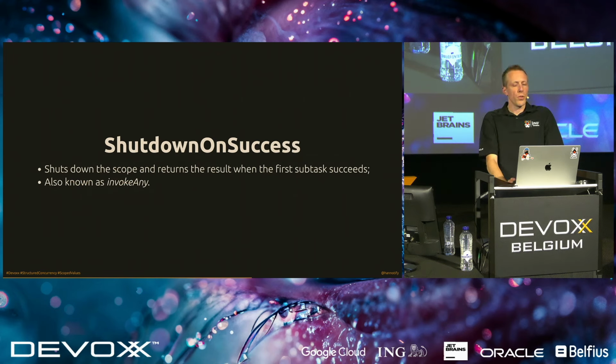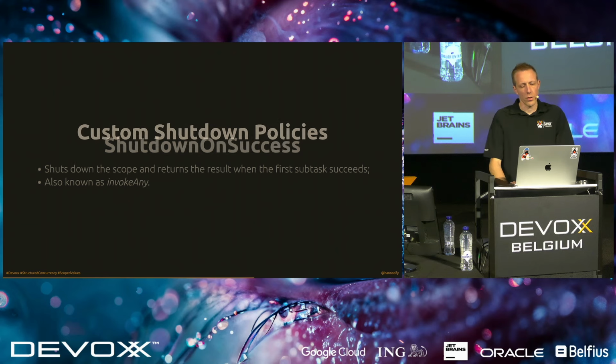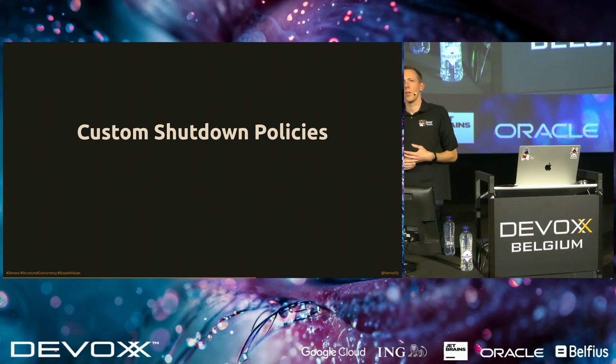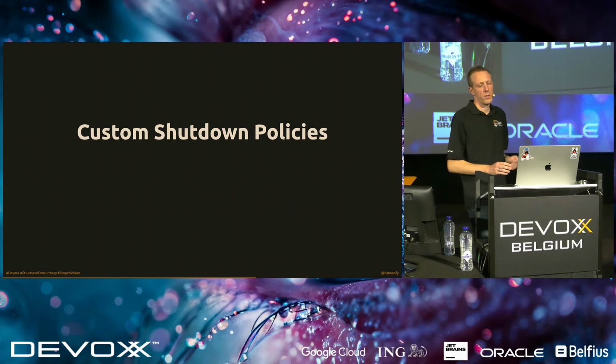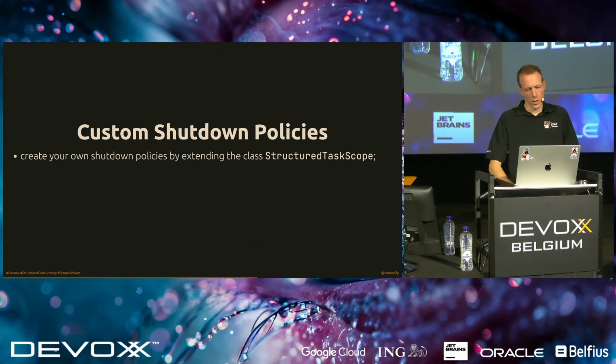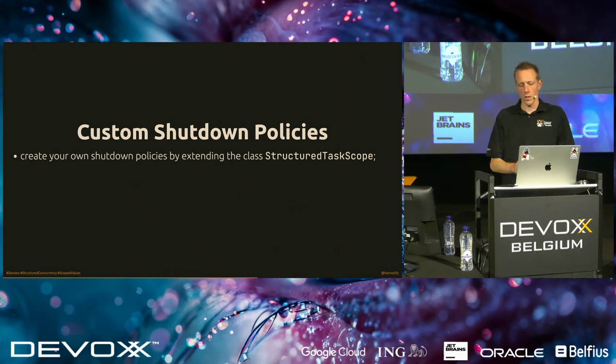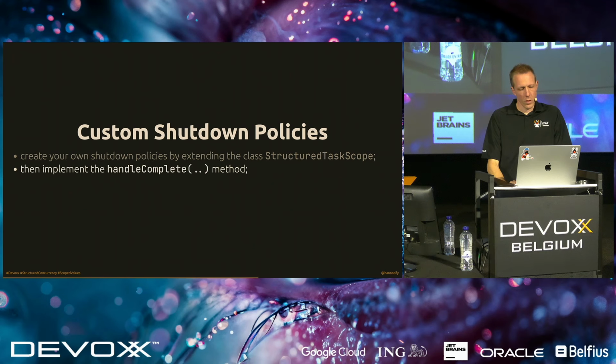So it shuts down the scope and returns the result when the first subtask succeeds. And this pattern is also known as invoke any. And these are the two scopes that are bundled with Java, but you can create your own if you want. You only have to extend the class StructuredTaskScope and implement the abstract methods that are defined in that class, which is in this case handleComplete.